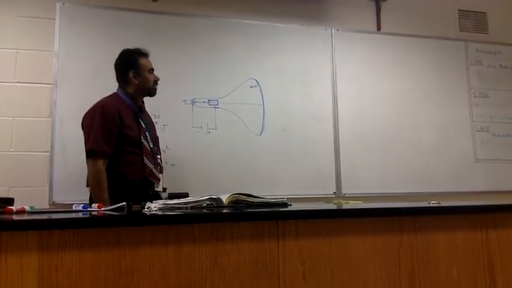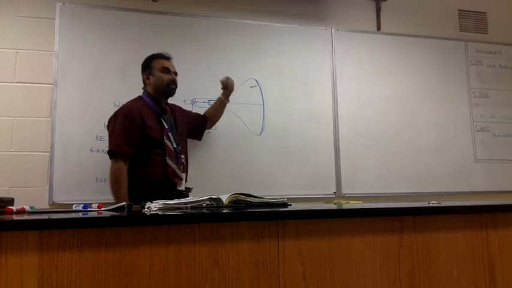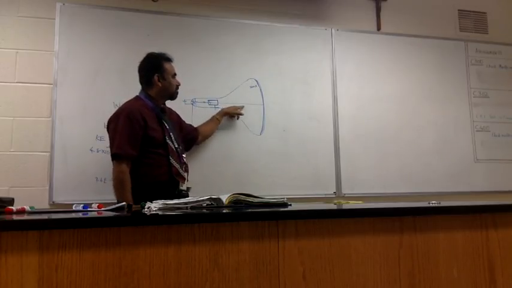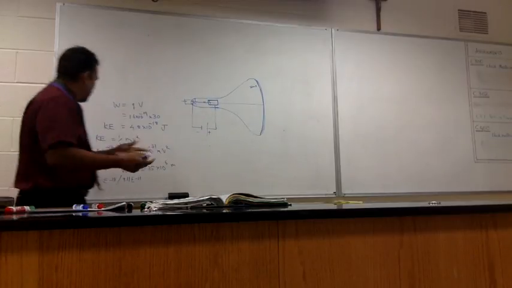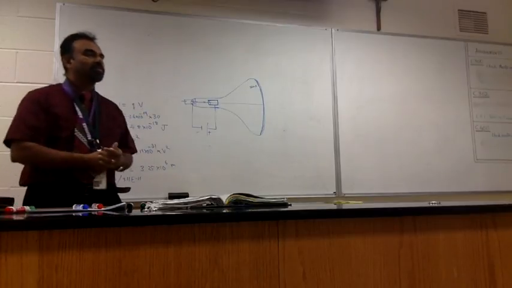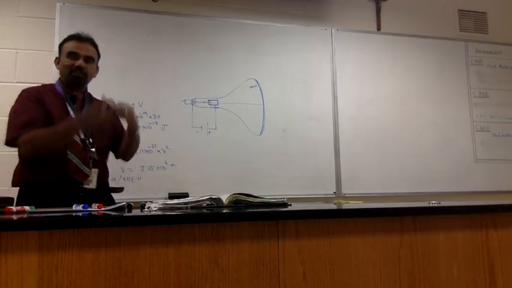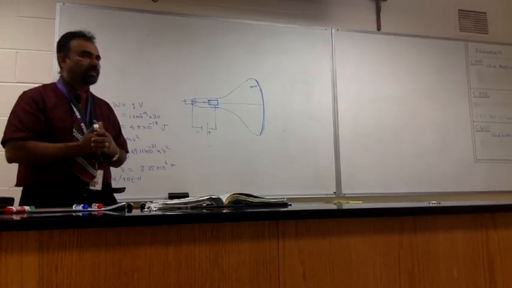Now, with that zinc sulfide coating, which is a fluorescent material, as the electron strikes the fluorescent material, it gives all the kinetic energy it has to that particular region, and then it causes the fluorescence at that spot. Get it? So it makes a spot appear on the screen.